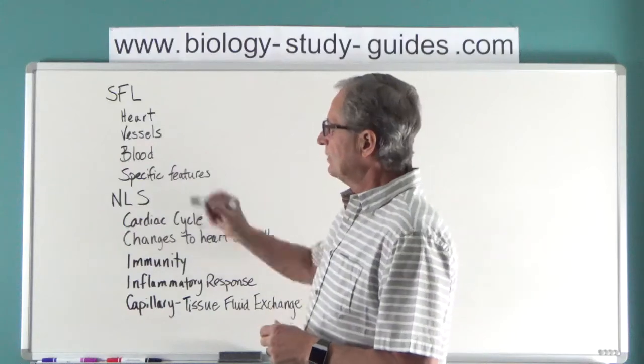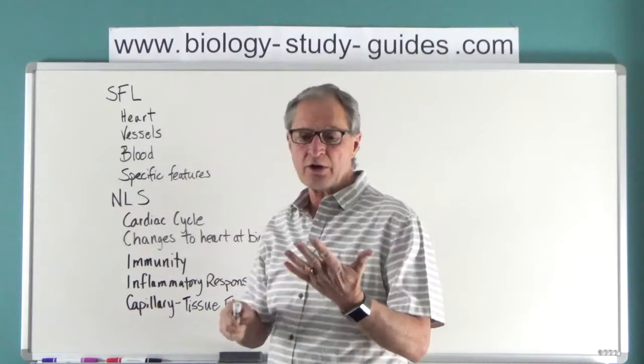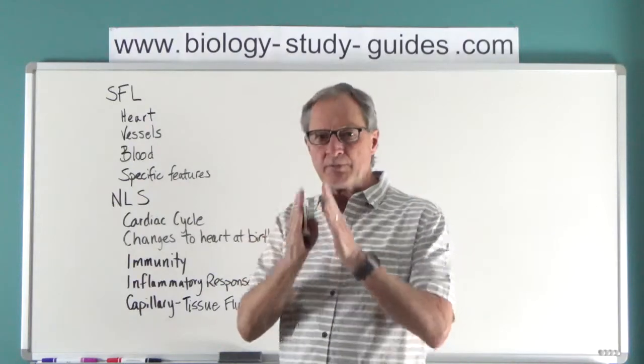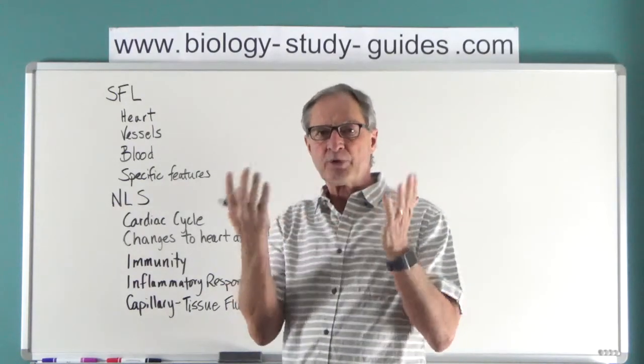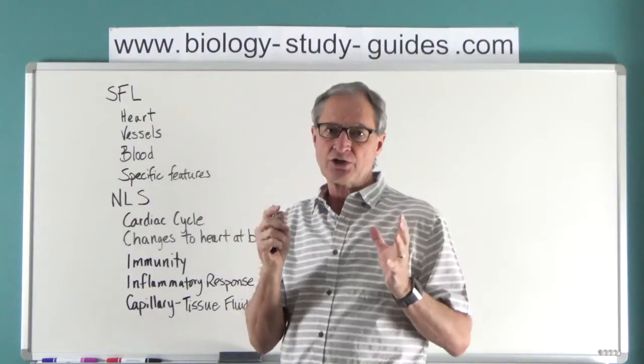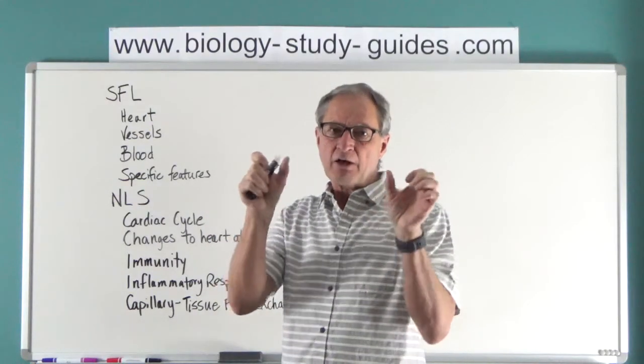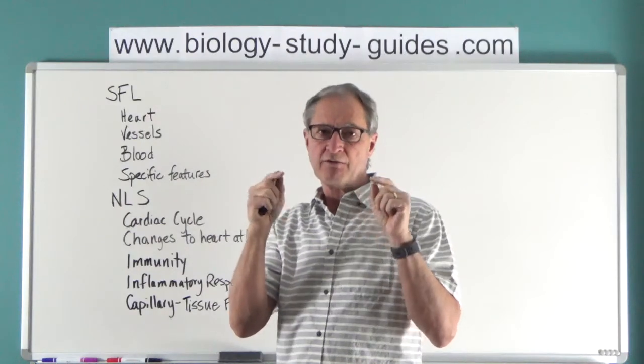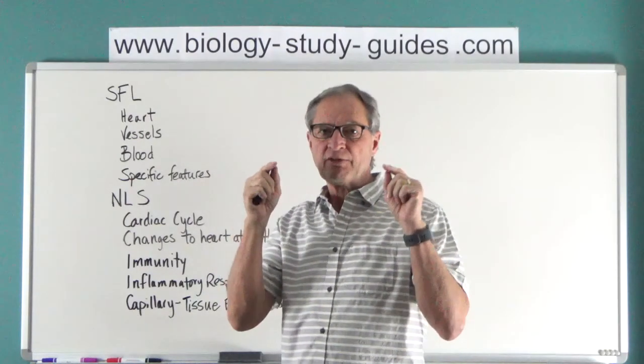So let's look at the heart, the structure of the heart. There are the four chambers, the two atria, two ventricles. There's the septum that runs up between the ventricles that separates oxygenated and deoxygenated blood. There are the valves in the heart. There's four valves in the heart. Remember the AV valves and the semilunar valves.